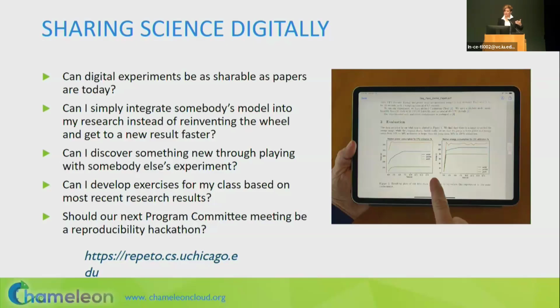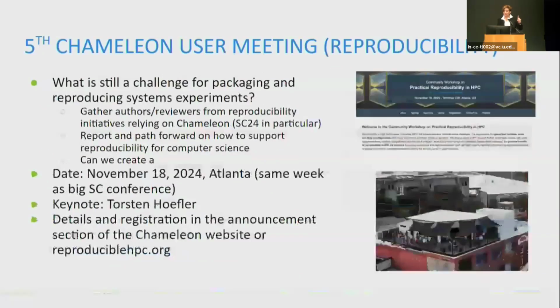We call it practical reproducibility. It's a great application of test beds and experimental infrastructures to provide shared resource on which people can replay each other's experiments. And if you're headed to supercomputing, we have a workshop on the first day, on the Monday of supercomputing, where we're hoping to get all the authors and reviewers of papers.